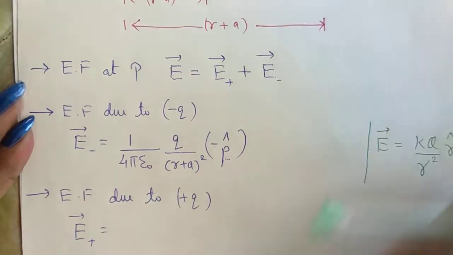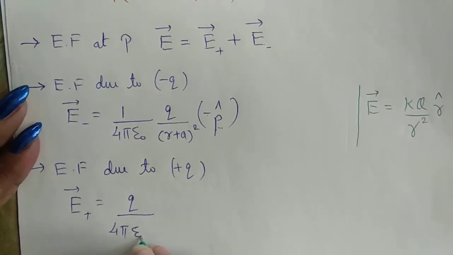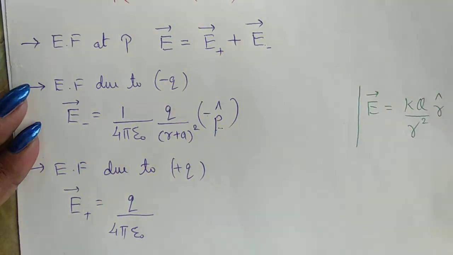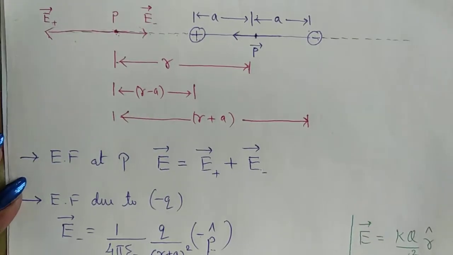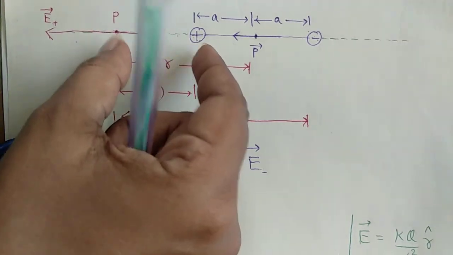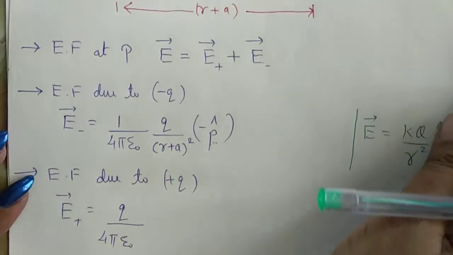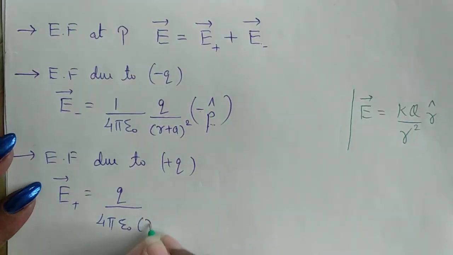Again, from the same equation, what is the distance of the positive charge from the point P? From the figure, the distance between these two is r minus a. So I'll substitute the value over here. It will be (r minus a) whole square.